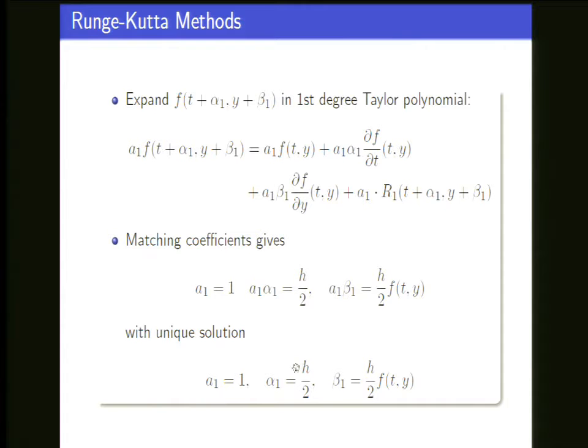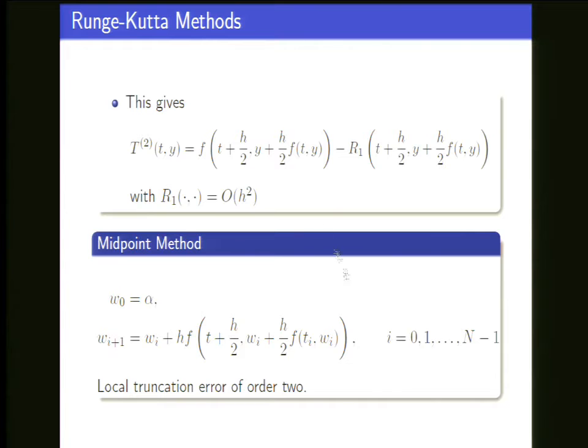But you can solve it easily and see that if you set alpha 1 to h/2, then you will match the first term. And then you actually have to set beta 1 to h/2 times f, which is okay, because we allow ourselves to evaluate f. So plugging all this in, let's look at the error term in a little bit.